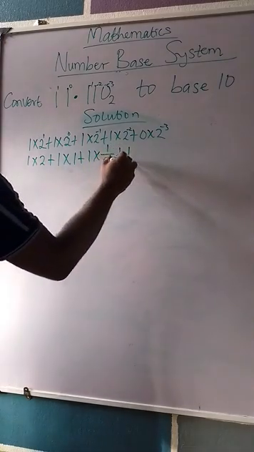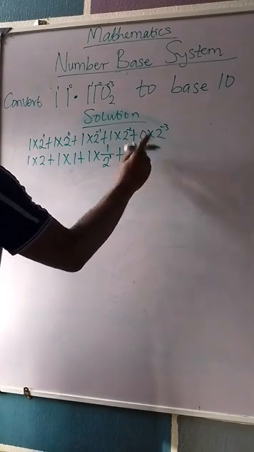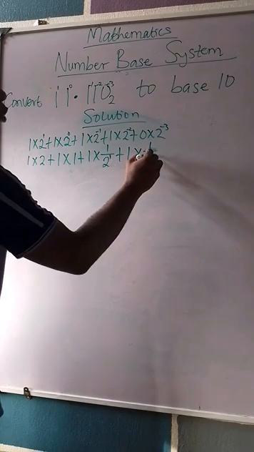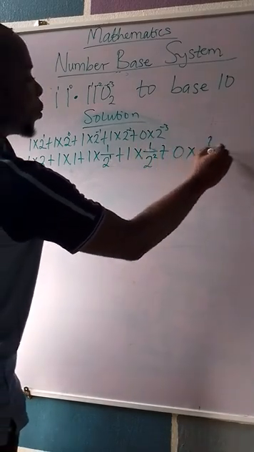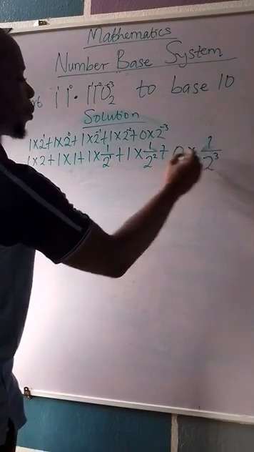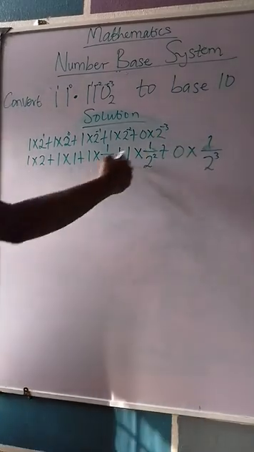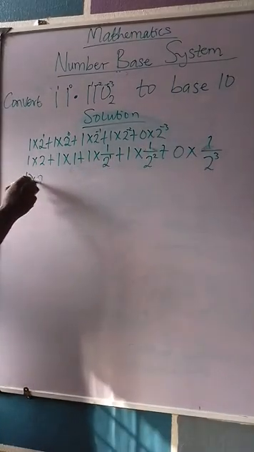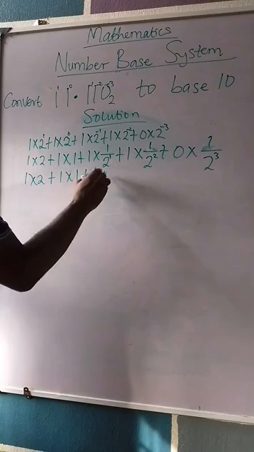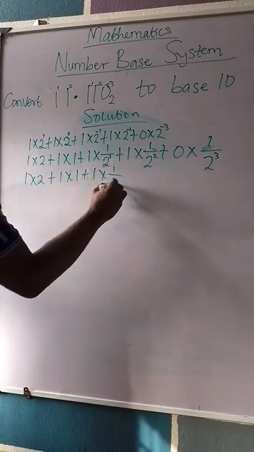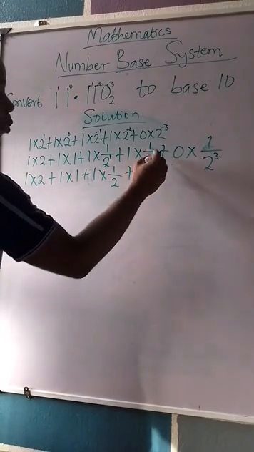So plus 1 comes here times 2 raised to power minus 2, this is 1 all over 2 raised to power 2, plus 0 times 1 all over 2 raised to power 3. The base comes here. So now let's work on this exponential here. We have 1 times 2 plus 1 times 1 plus 1 times 1 all over 2 raised to power 1, which is 2, plus 1 times 1 all over 2 raised to power 2, which is what?